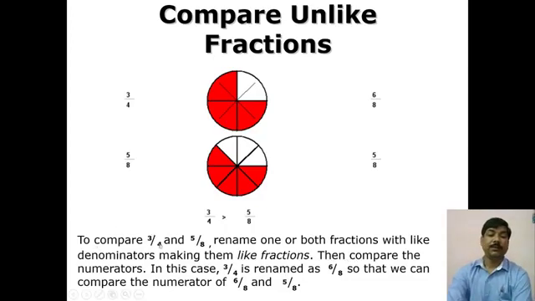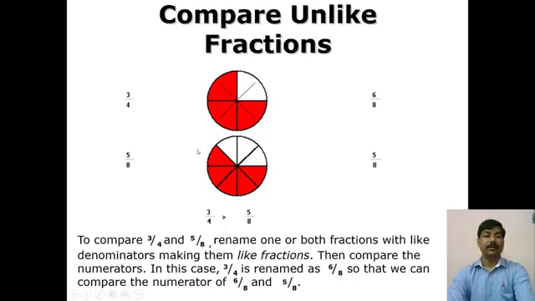To compare 3/4 and 5/8, rename one or both fractions with like denominators, making them like fractions. First we have to make them like fractions. Then compare the numerators.